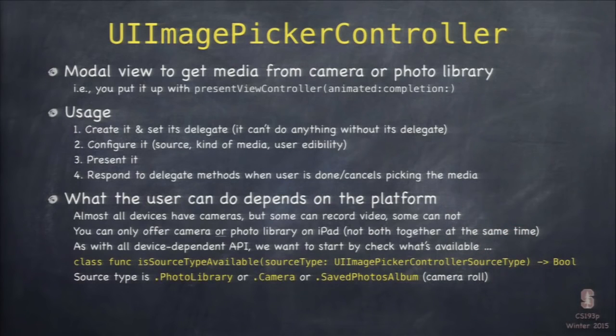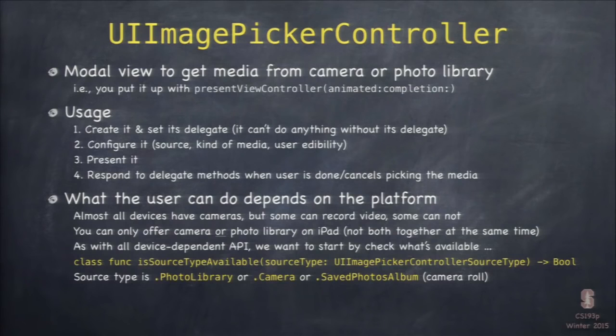Each device has different hardware, although that's becoming less and less true as the years go by. It used to be that there were some iOS devices that didn't even have a camera at all. But certainly there were early on iOS devices that could do still images, but couldn't do video, for example. So as with all the hardware things, whether it's Core Motion or any of those things, we always want to ask and see what we can do first. So it's very easy for the image picker controller.